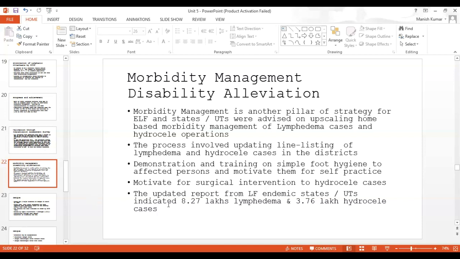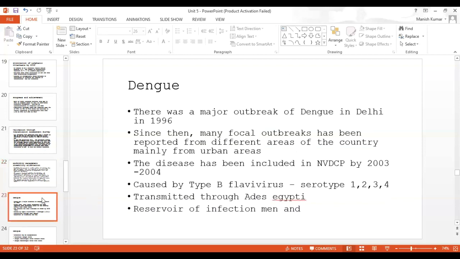So the updated report from lymphatic filariasis endemic states indicated that there are 8.27 lakh cases of lymphedema and 3.76 lakh cases of hydrocele. So the next case is dengue. This is also one of the diseases which initially started in the 1990s in Delhi, and then slowly, steadily, rampantly, it has spread throughout other states also.